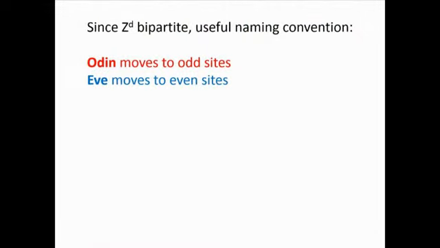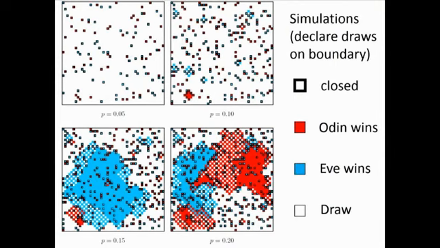So this is an interesting game. And since we're concentrating on Z^d, and since Z^d is bipartite, I'm going to rename the players. There's one player who always moves to even sites, and I'll call that player Eve and the other one Odin. So here are some simulations.